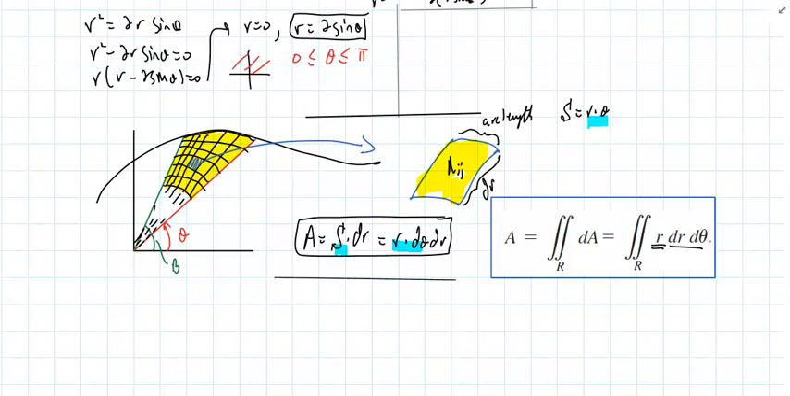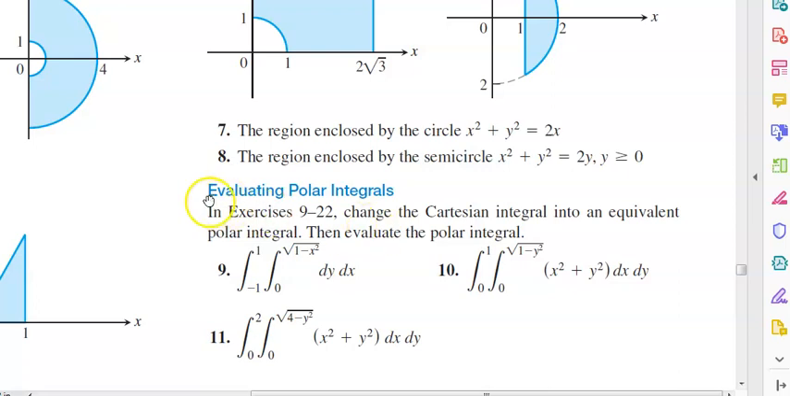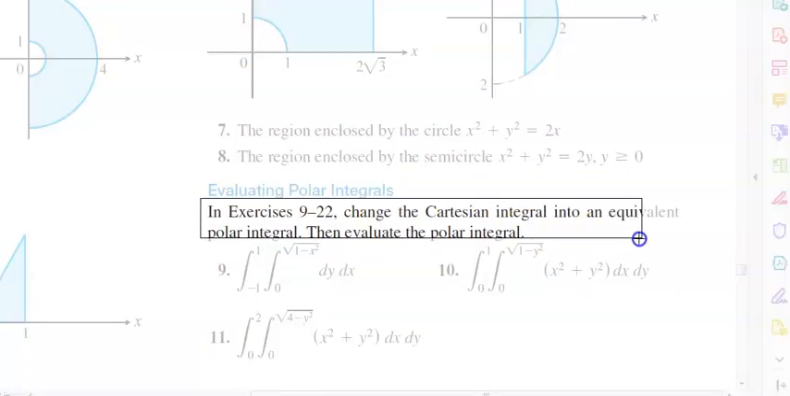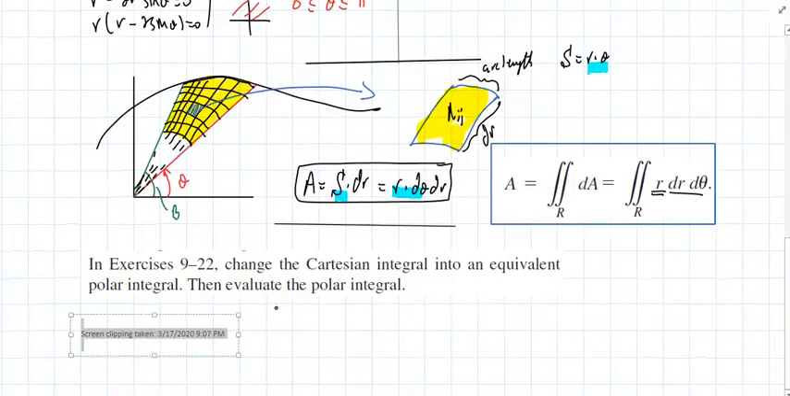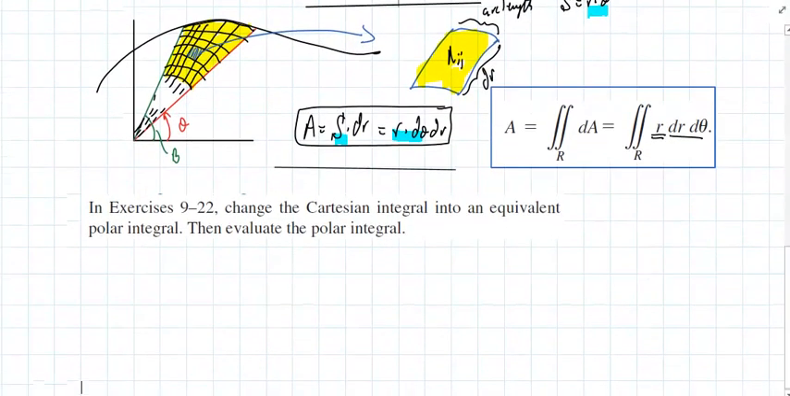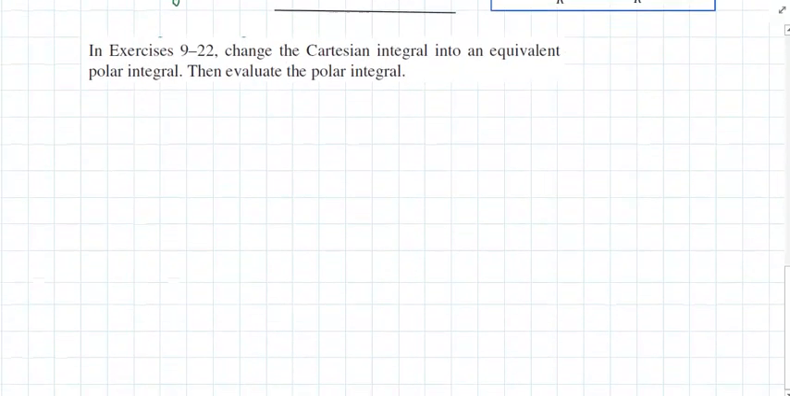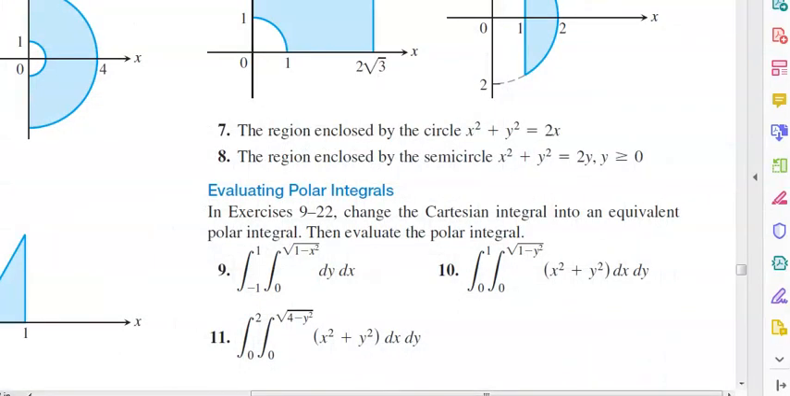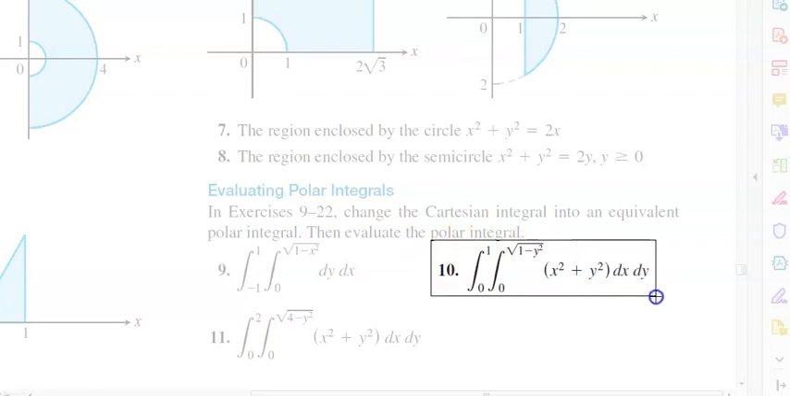So I'd like to start with an example. I'd like to take problem number 10. Directions here, slightly different. Directions: change the Cartesian integrals into an equivalent polar integrals, then evaluate the polar. Well, let's see. This is rectangular.